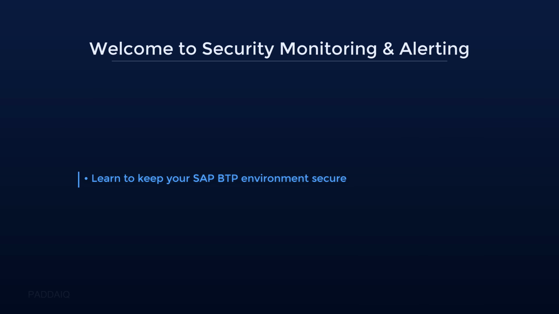This means actively watching for suspicious activities and potential threats to prevent unauthorized access or data breaches. For instance, you can set an alert to notify your team immediately if someone tries to log in from an unusual location. Consistently applying these practices ensures your cloud applications and data remain protected.